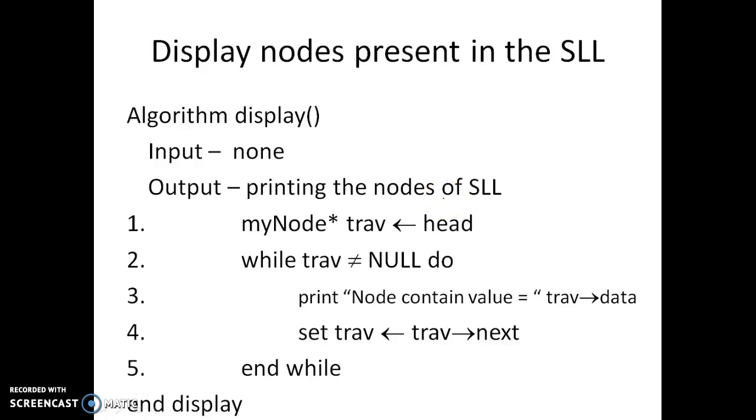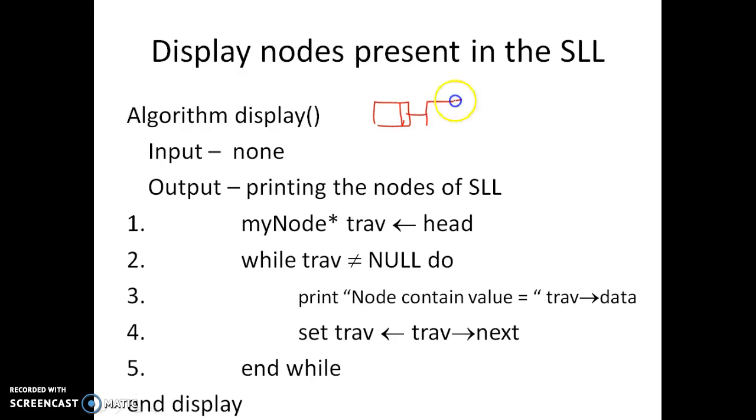Hello students, we'll discuss how to display the nodes present in the single linked list. Now, displaying nodes is nothing but displaying data items which are present in the node. For that, we have to traverse the linked list from the very first node up to the last node. While traversing, we'll visit the node and we will print the value present in that node.